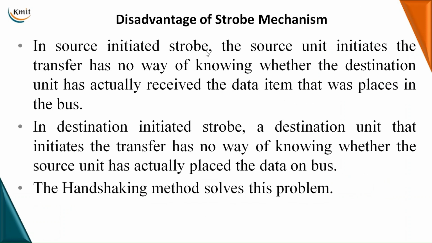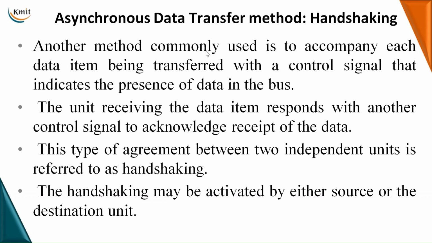Coming to the destination initiated strobe mechanism, a destination unit that initiates the transfer doesn't know whether the source unit has actually placed the data on the data bus. For example, the destination has sent a strobe signal to the source, but we don't know how much time the destination has to wait before it comes to know that data is placed onto the data bus. So each of them has its own disadvantages. These disadvantages can be overcome by the next method, which is called the handshaking method. It solves these two problems.